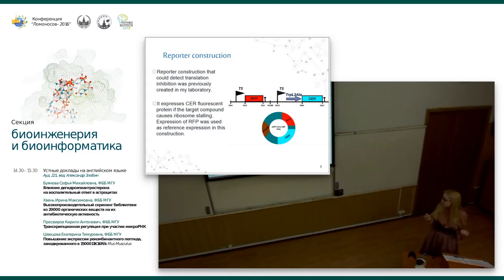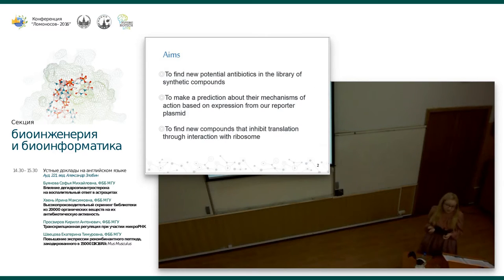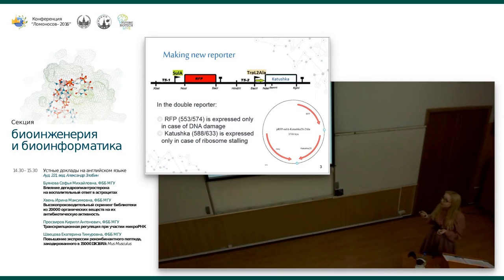Basically, our reporter construction is a plasmid that contains a selective marker and genes of two or more fluorescent proteins under specific promoters and UTRs that will allow expression of these genes only under certain conditions. For example, in the construction that was previously created in my laboratory, a gene of a fluorescent protein was expressed only in case of ribosome stalling. Our goals this year were to make a new reporter construction that would allow us to cover more mechanisms of action and analyze a library of compounds using the new reporter.